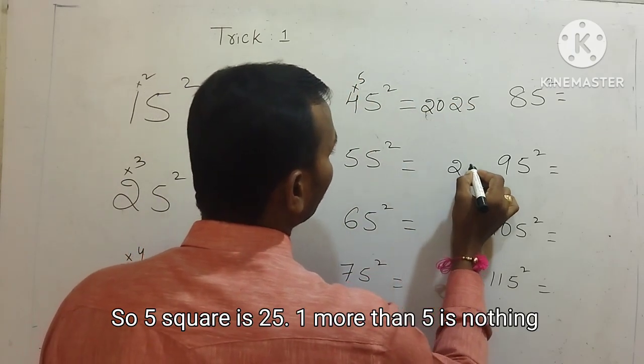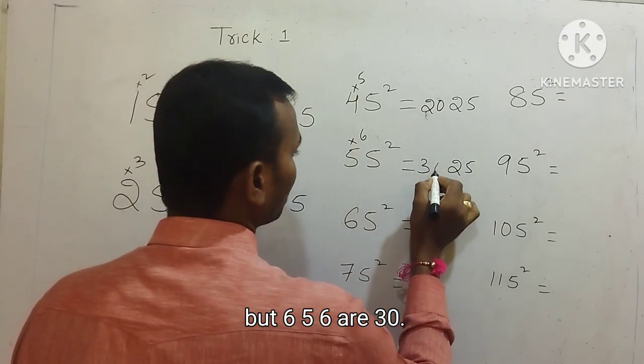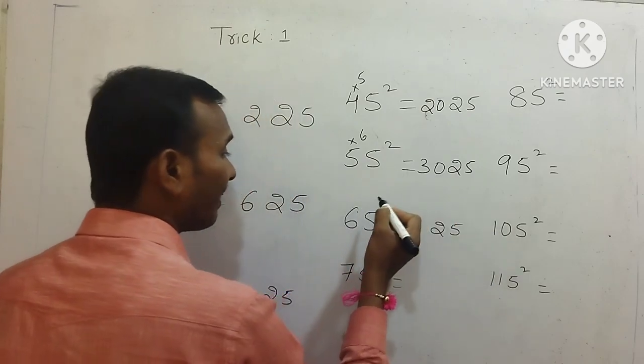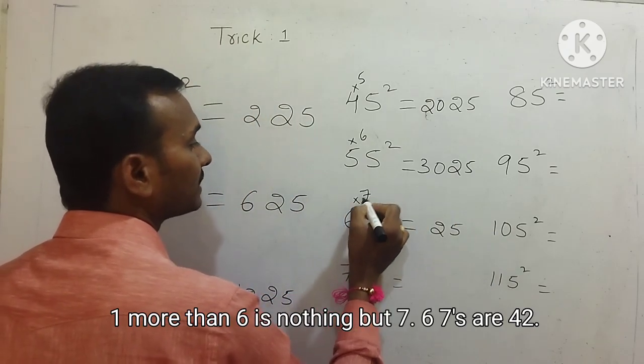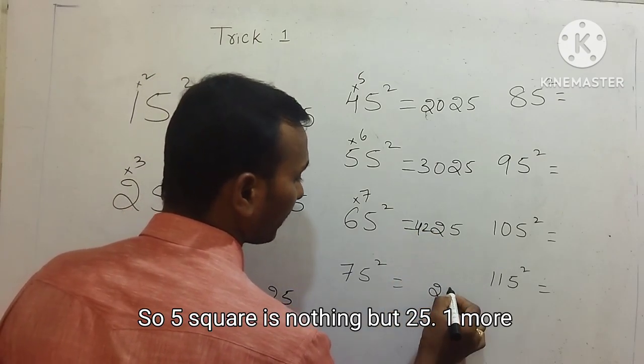So 5 square is 25. 1 more than 5 is nothing but 6. 5 6s are 30. So 5 square is nothing but 25. 1 more than 6 is nothing but 7. 6 sevens are 42.